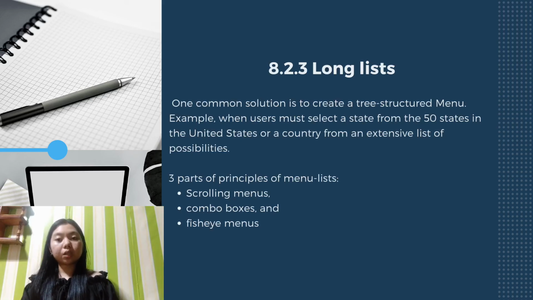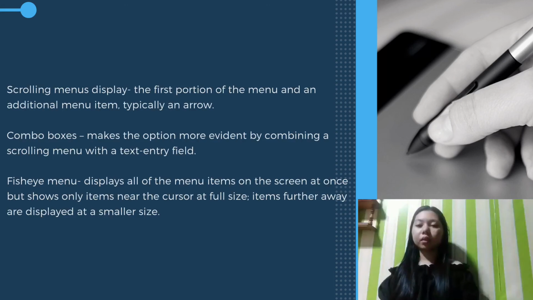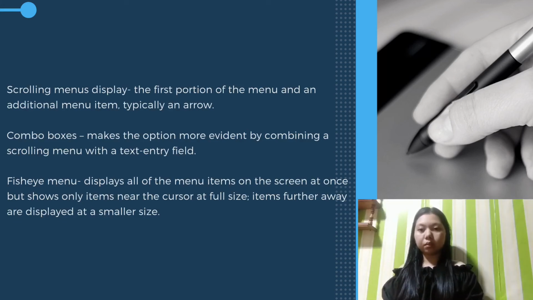Three parts of principles of menu list are scrolling menus, combo boxes, and fish-eye menus. Scrolling menus display the first portion of the menu and an additional menu item, typically an arrow that leads to the next set of items in the menu sequence.